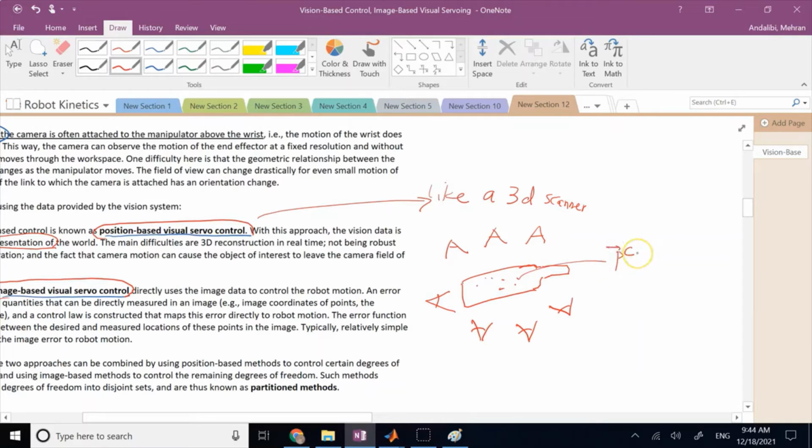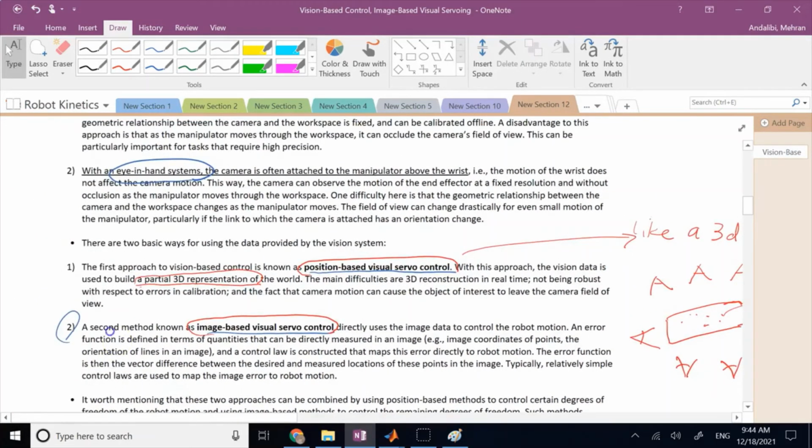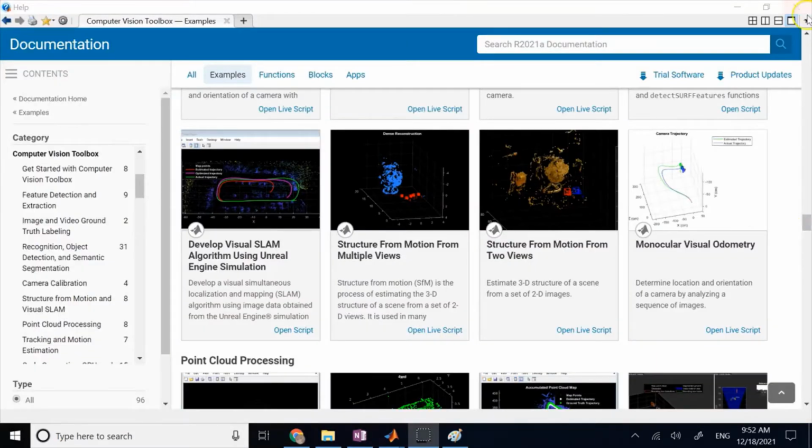You make lots of these, and then you try to use that information to tell your end effector what? How to rotate, how to move, so that when the gripper comes right on the top of this object, it is in the correct position, correct orientation, let's say to grab it or place it down or anything like that. So this is the computer vision toolbox of MATLAB, and here are the examples.